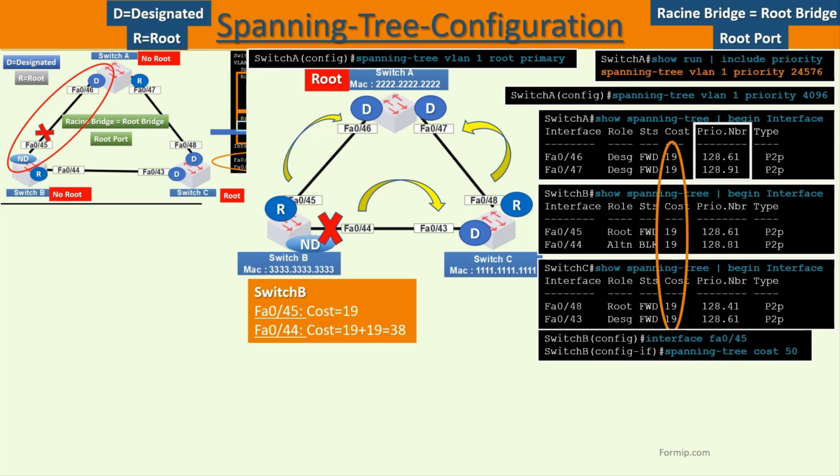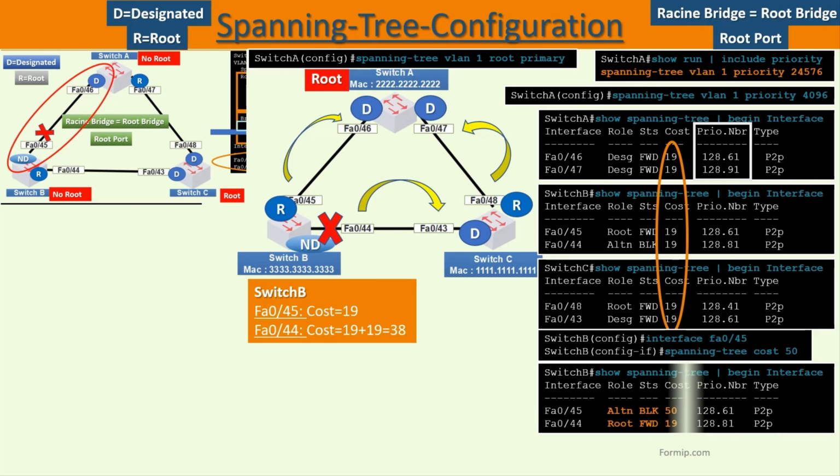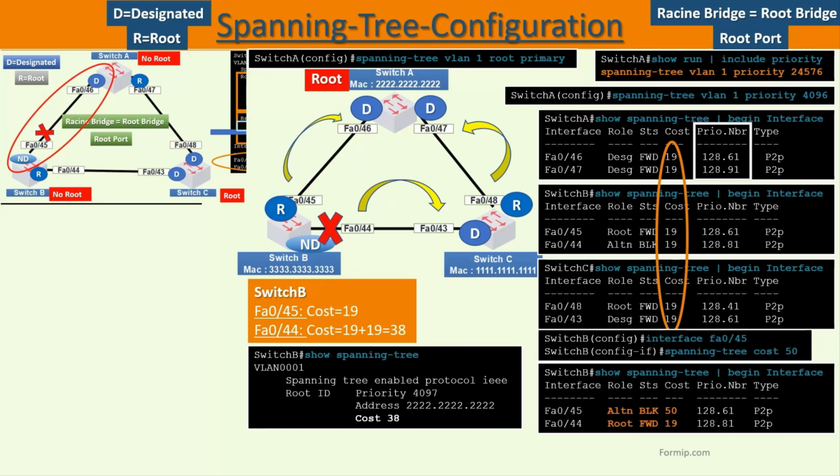The spanning-tree cost command is used to modify the cost of an interface. Here we connect to port 45 and specify a cost of 50. If we recall our show spanning-tree command, we can see that interface 45 is now blocked, because it has a higher cost than its other interface 44, which is now denoted the root port. With a show spanning-tree, without the pipe, we see that the root ID carries the MAC address represented with 2. It is therefore switch A, and to join it, the cost is 38.